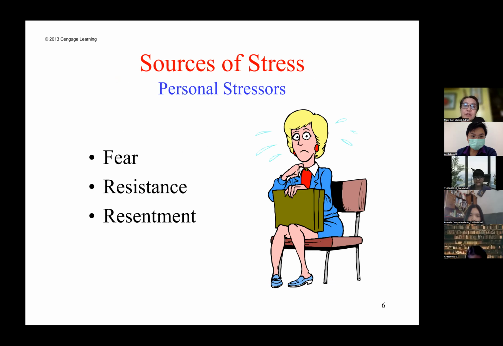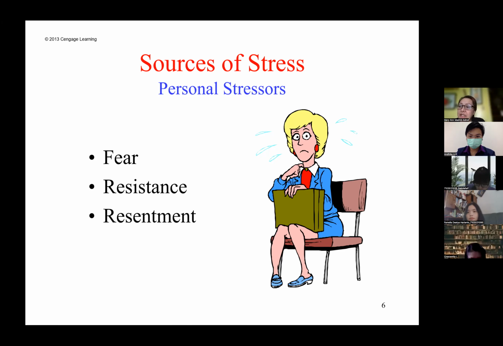Sources of stress can also be personal stressors. For example, fear, no? Some people truly experience more fear as compared to others. So some are more inclined to fear situations than others. Because of this fear, they will experience more stress. Resistance. There are some people who are not open-minded. So there is a higher level of resistance in them.